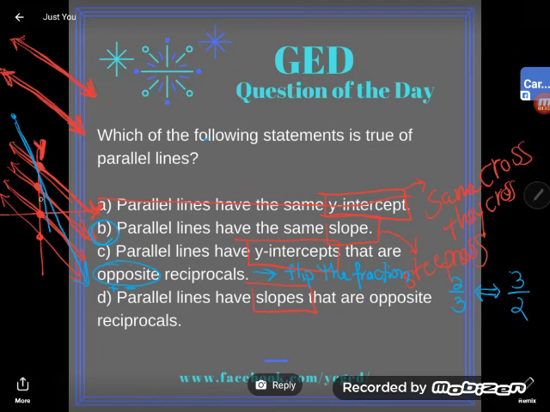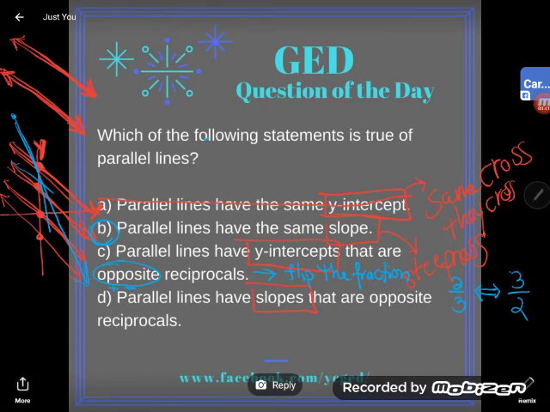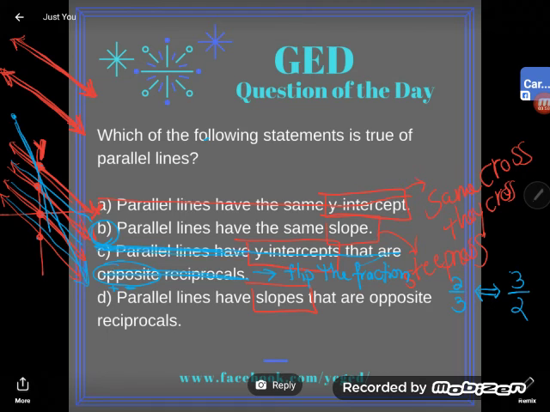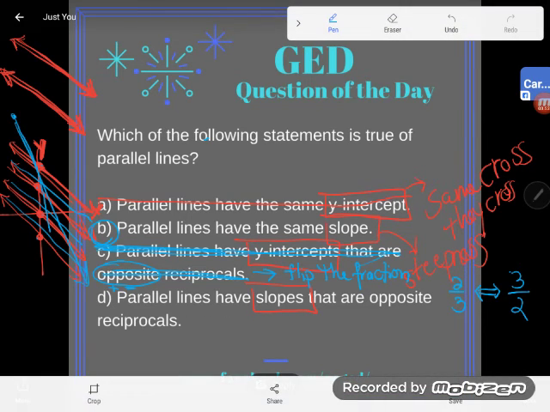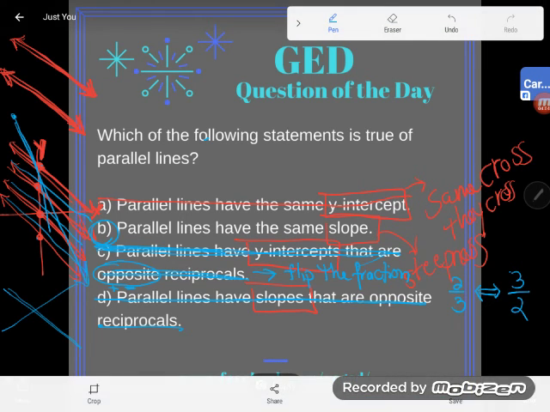So parallel lines have Y-intercepts that are opposite reciprocals. Again, we proved that there's no necessary relationship on parallel lines between the different Y-intercepts. We could have any Y-intercept really and still have the lines be parallel. Y-intercept has nothing to do with lines being parallel. I'm crossing that one out. And then it says parallel lines have slopes that are opposite reciprocals. Well, we've already said if two lines have different slopes, they are eventually going to cross at some point. So it can't be this. They can't have slopes that are opposite reciprocals. So the only answer that makes sense here is B.